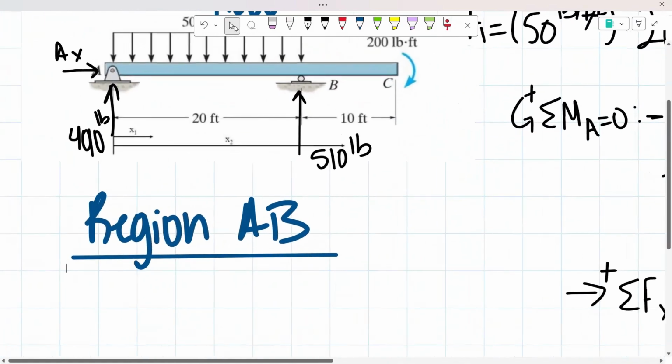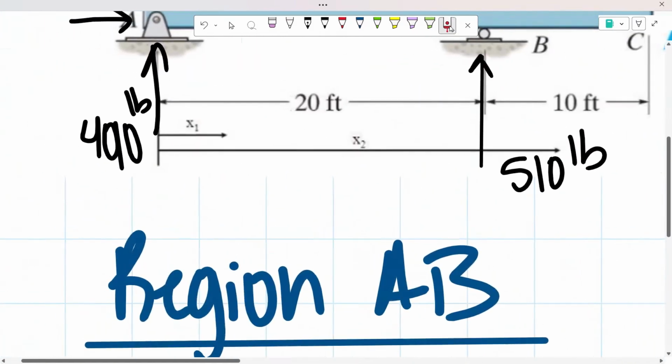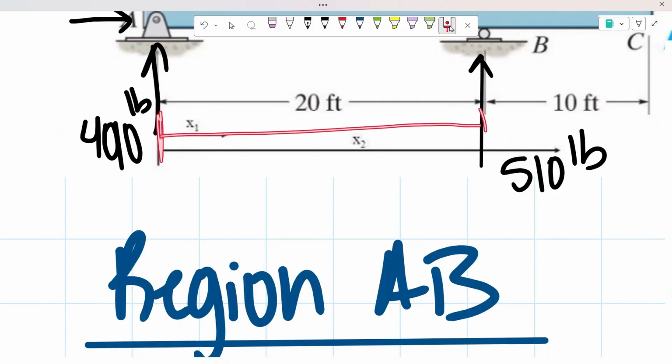So as you guys could see, our x1 is somewhere around here. There isn't a specific location, that's why it's given to us as a variable. So x1 is technically anywhere from here before that 20 feet. So we're going to draw a free body diagram of that.